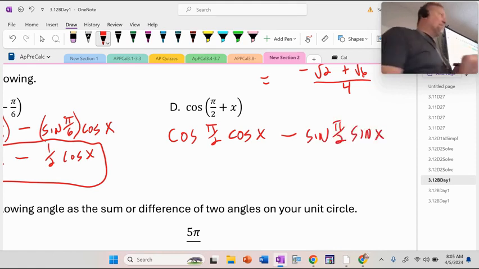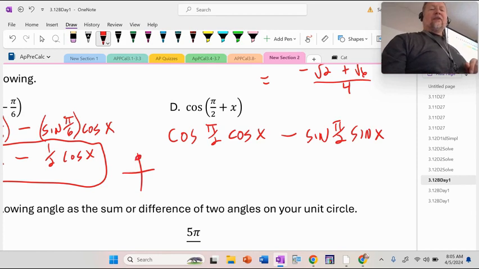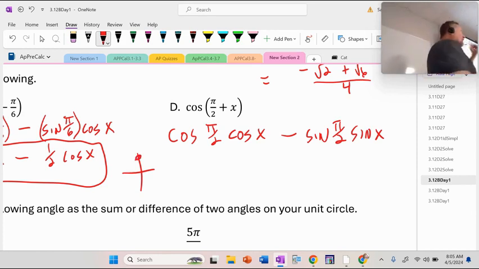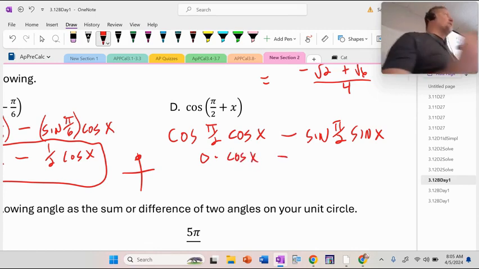Okay, now what's the cosine of pi over 2? Well, this is what you want to do here. Here's pi over 2. What is that coordinate? 0, 1. So what's the cosine of pi over 2? 0. This one does simplify. This is what I mean about sometimes when you use the sum or difference rule, they come up with new identities that are popular and used. All right, and you'll see this in a minute.